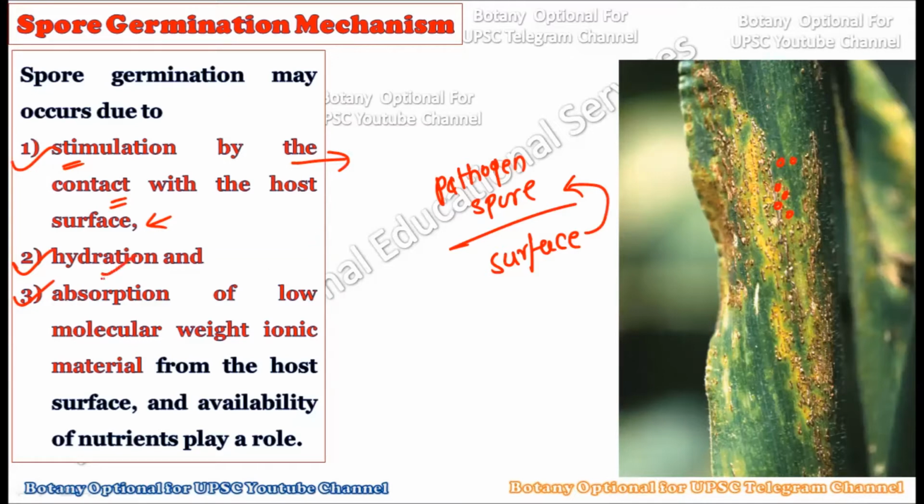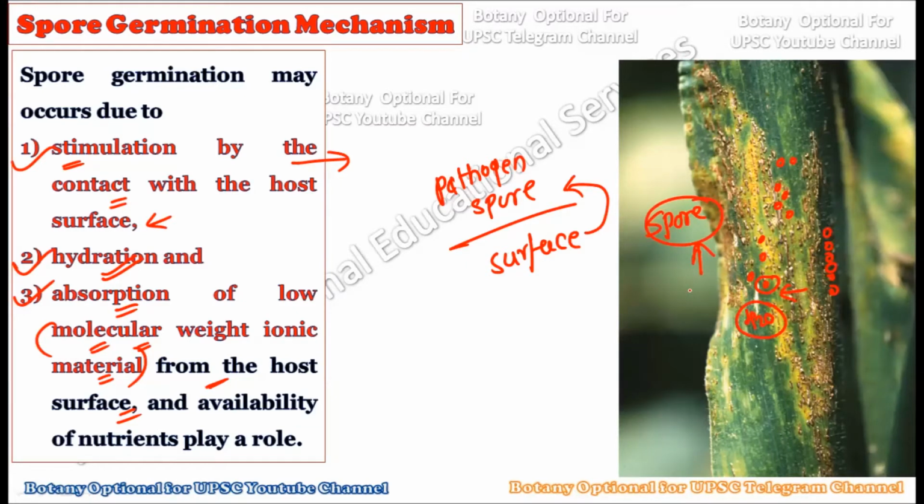The second is hydration. If the spore lands on the host surface and gets wet, gets a source of water, then it can also germinate, because many spores have this tendency that upon getting water they start to germinate. So hydration is another factor responsible for spore germination during infection. The third one is the absorption of low molecular weight ionic material from the host surface. Whatever low molecular weight ionic material is present on the host surface, if it is absorbed by the spore, then it can germinate.